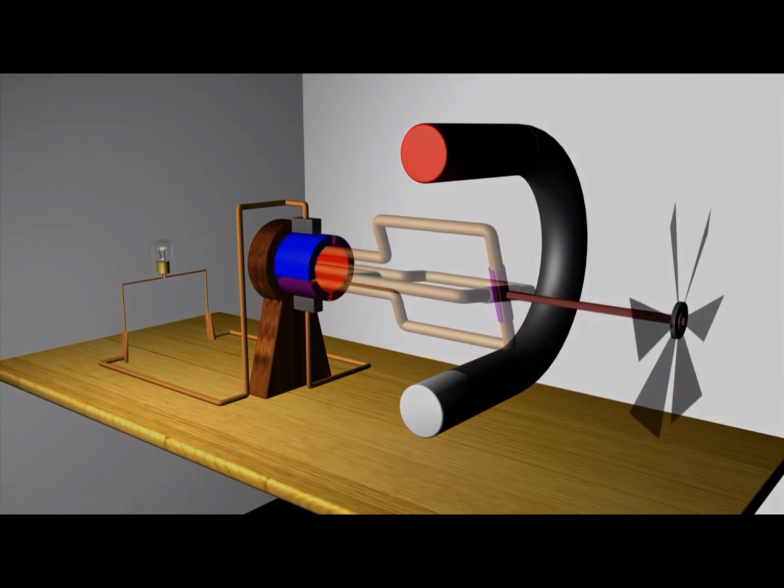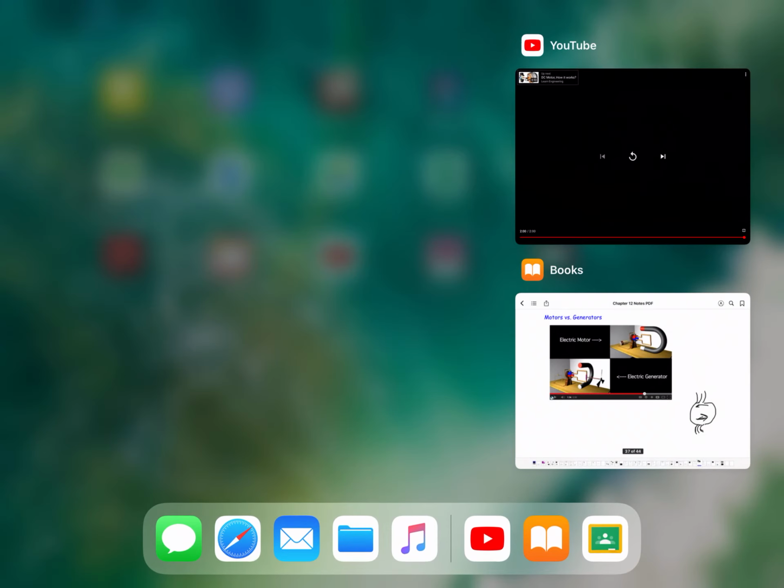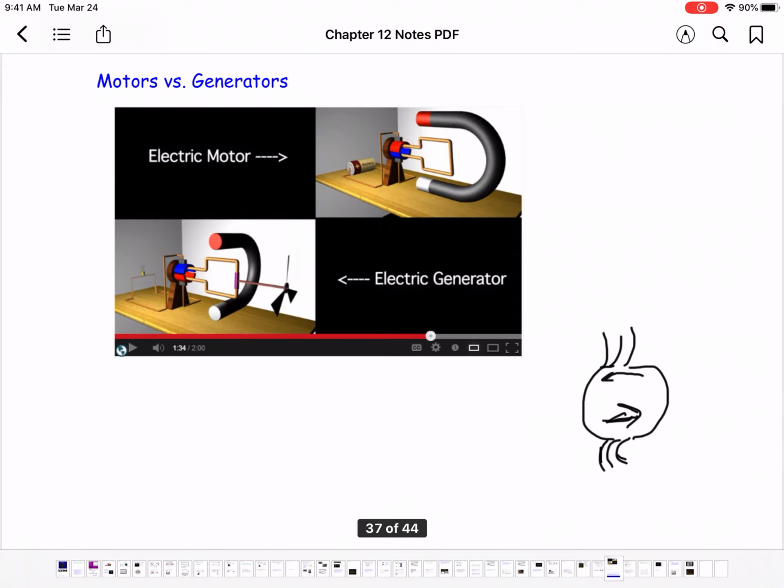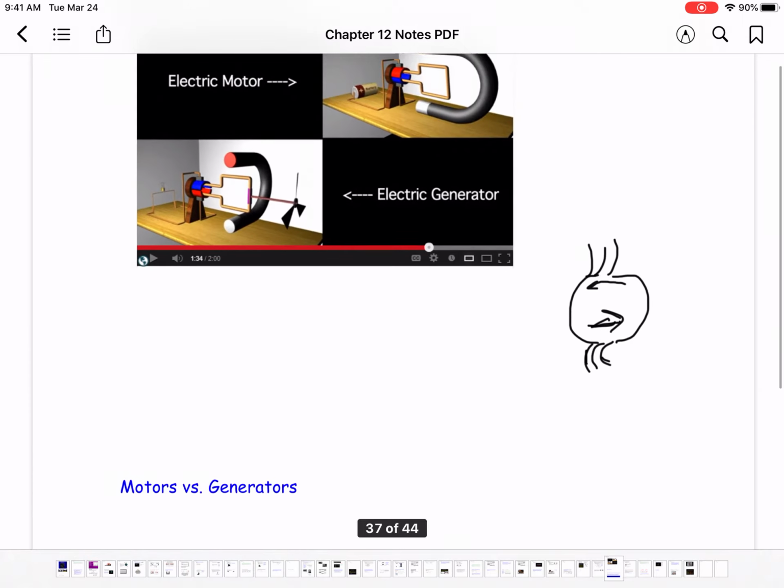Now we're going to induce current. We're going to create current, which is going to cause that light bulb to light up. Feel free to click on this video. They do explain it a little more. Skip the first 30 seconds, it's just a guy talking.